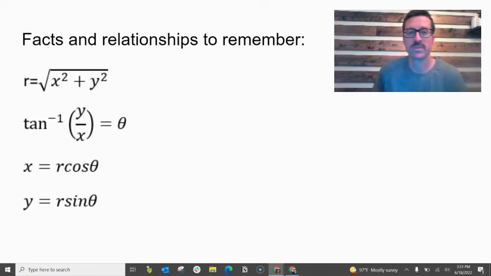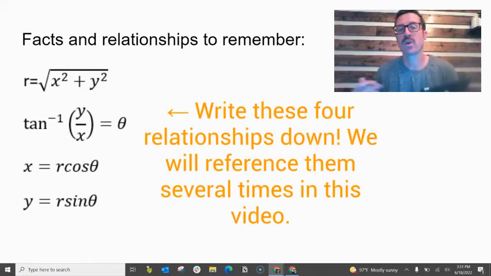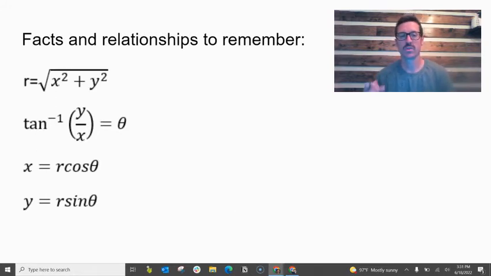In our previous video, we converted points from polar to rectangular form. Now we're going to convert equations from polar and rectangular form. And these are going to be the four relationships that you need to store in your memory banks. If you don't already know those from our previous video, write those down because I'm going to be pulling these into a lot of the conversions that we're going to make.